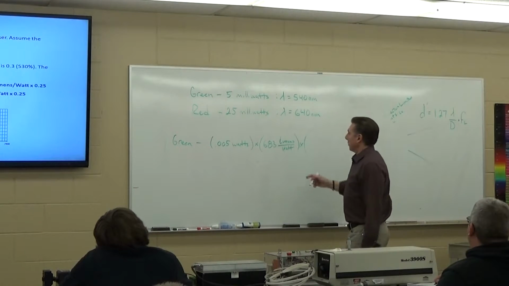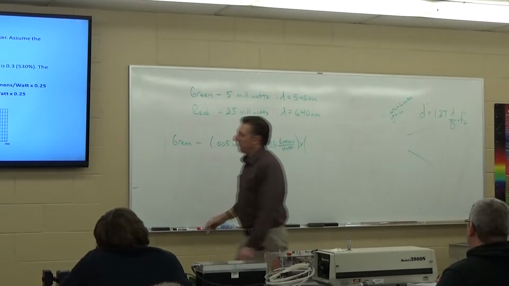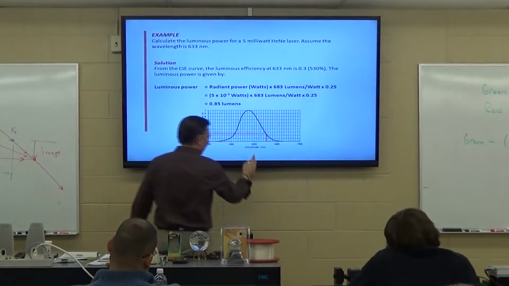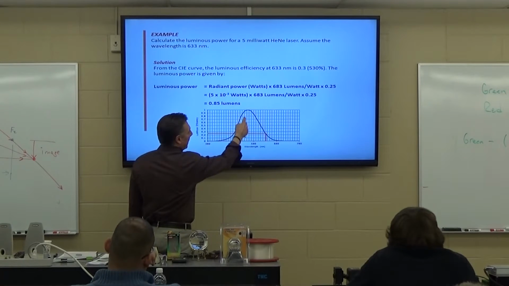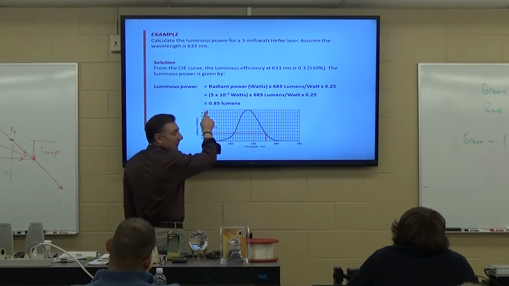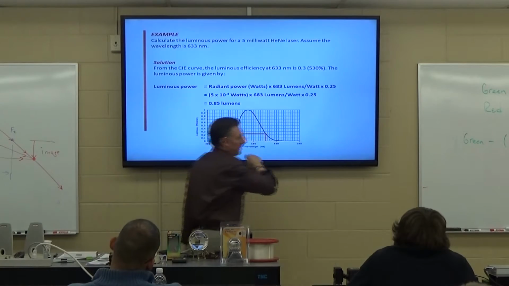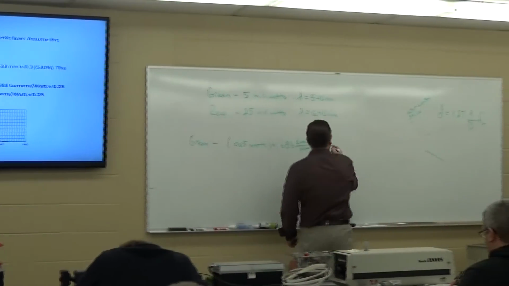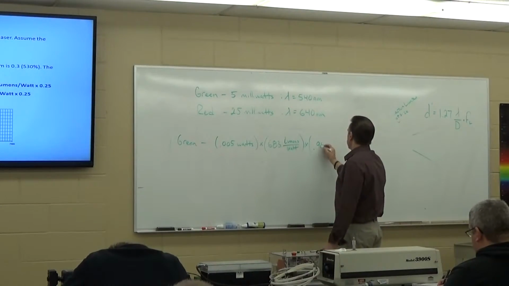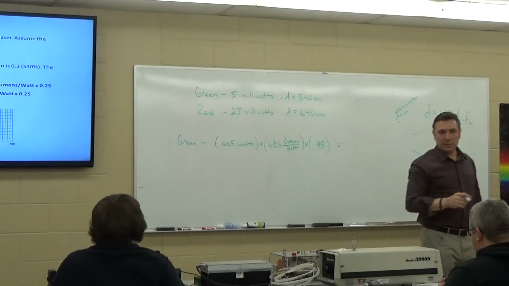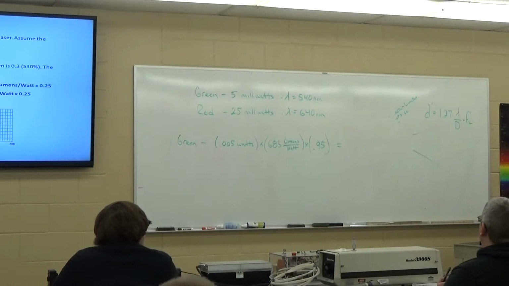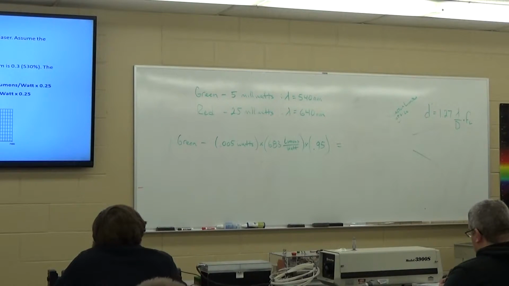So for the green, we have to go over to the chart at 540. This is 580, 570, 560, 550, 540. We go up, it's like 0.95. See that? This is from the CIE chart, 0.95. Can somebody calculate this for me? Just crunch out the numbers. Get those awesome TI-30 calculators out.